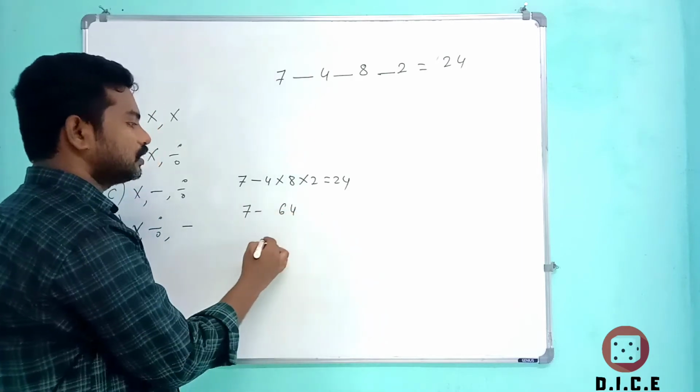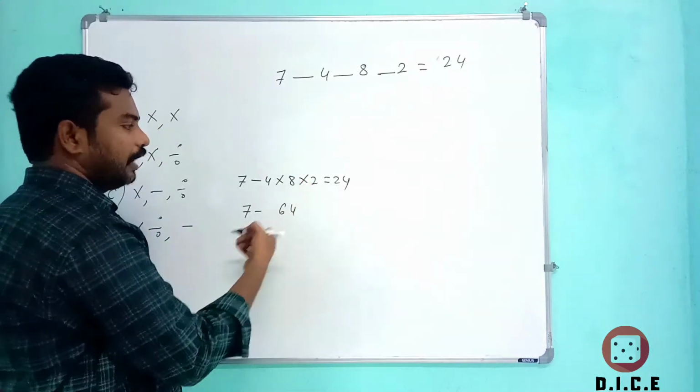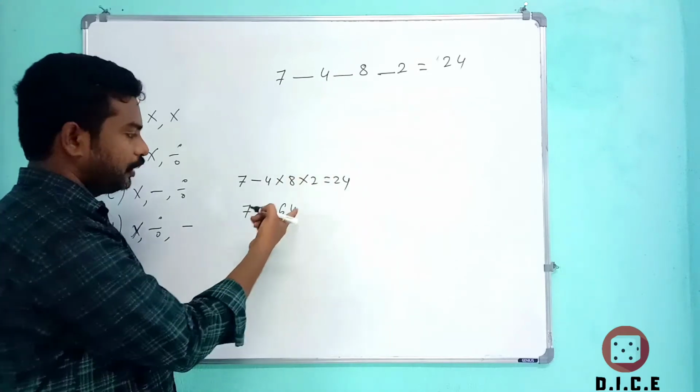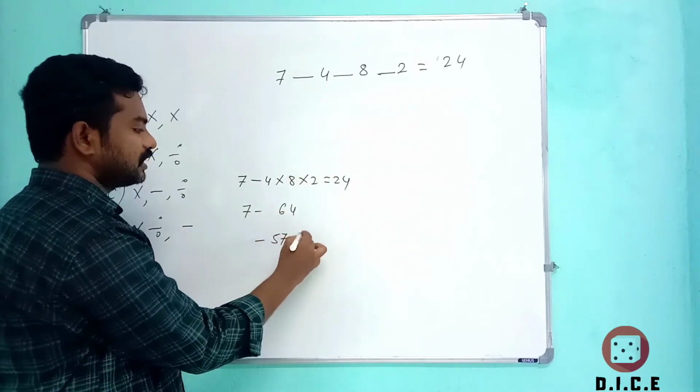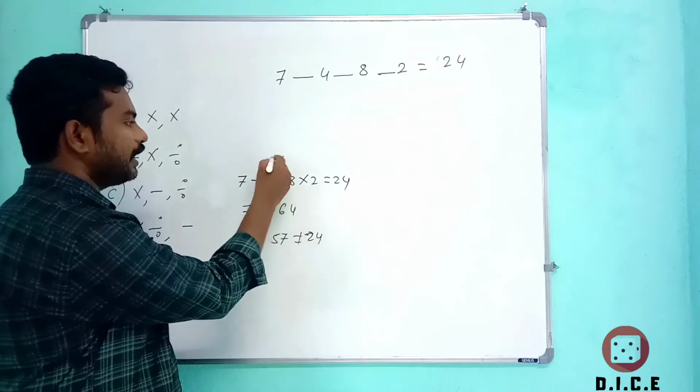7 minus 64, obviously that will be a negative value, and in the case of a negative value there is no chance of getting 24. That is nothing but minus 57. 57 is not equal to 24. Option A is the wrong answer.